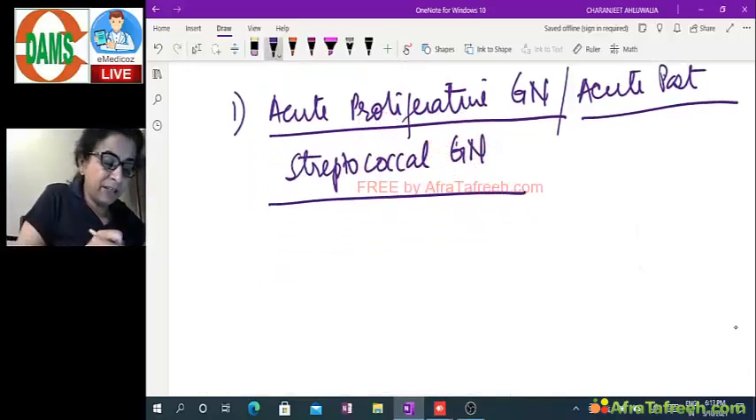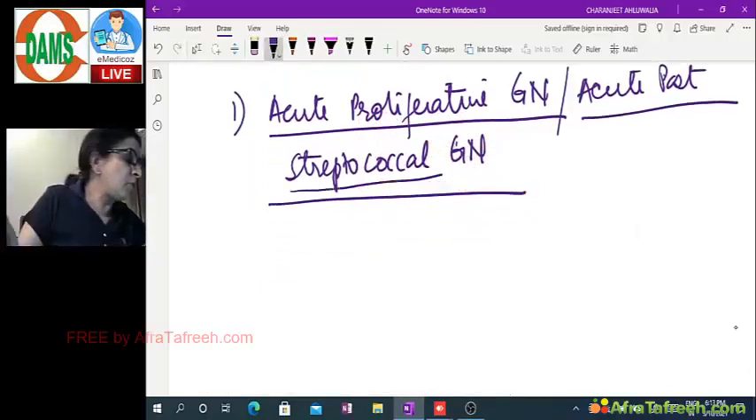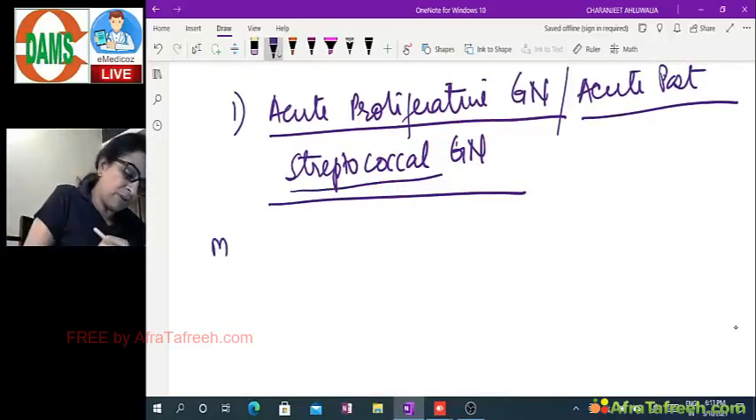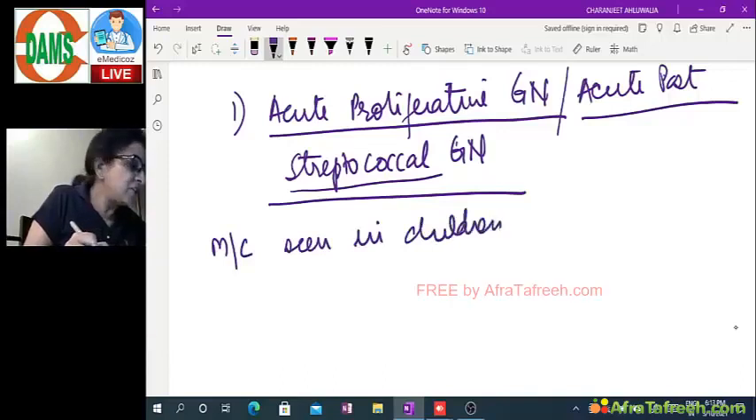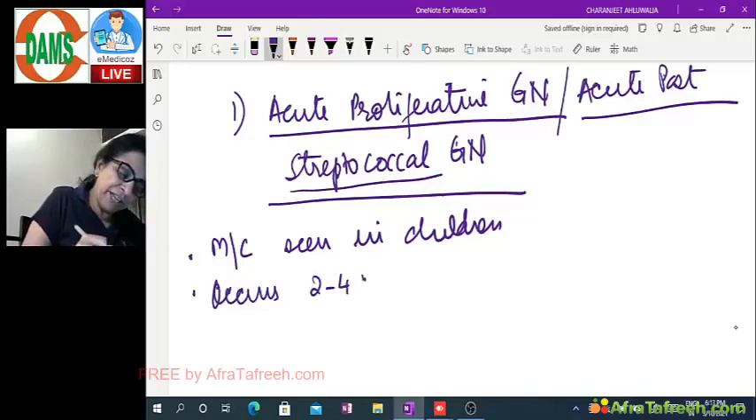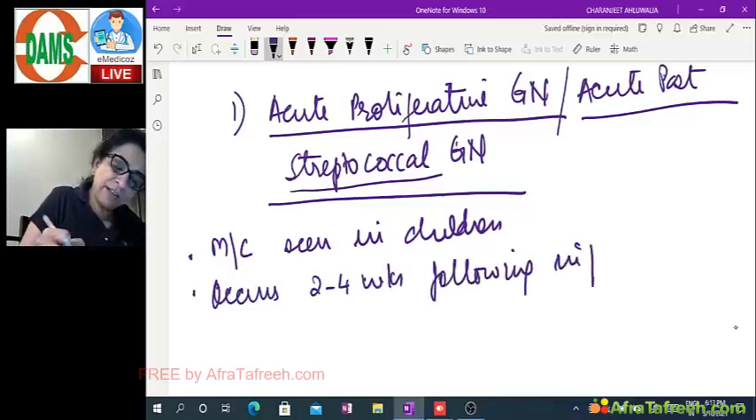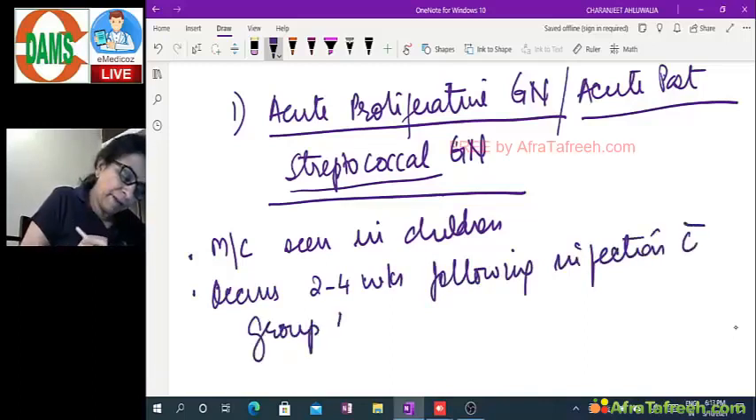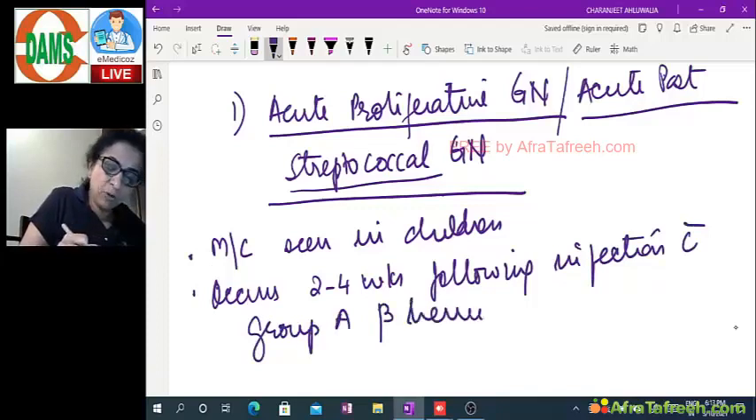Now, as the name suggests, post-streptococcal. Acute post-streptococcal glomerulonephritis is most commonly seen in children. It can occur in adults also, and usually it occurs 2 to 4 weeks following infection with group A beta hemolytic streptococcus.